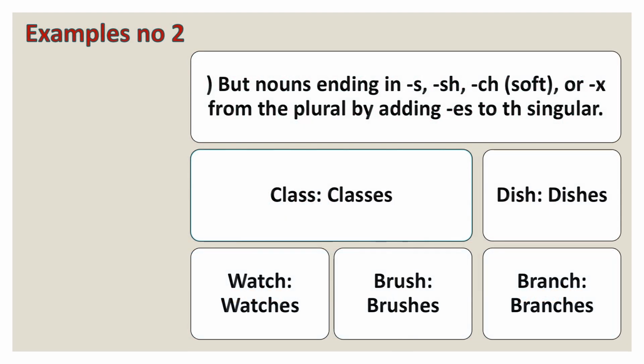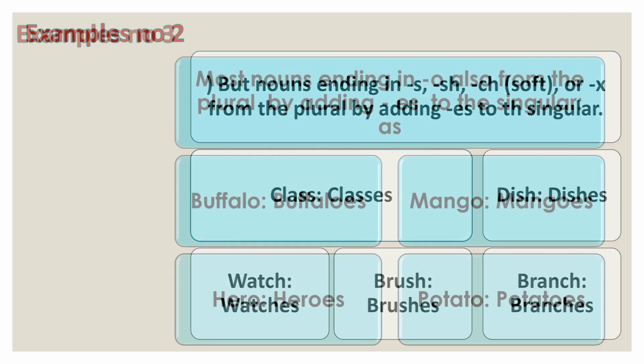Number 2. Nouns ending in s, sh, ch soft, or x form the plural by adding es to the singular. For example, class. If we add es, it will be classes. And dish, when we add es, it is dishes. Watch, when we add es, it will be watches. Brush, when we add es, it will be brushes. Branch, when we add es, it will be branches.